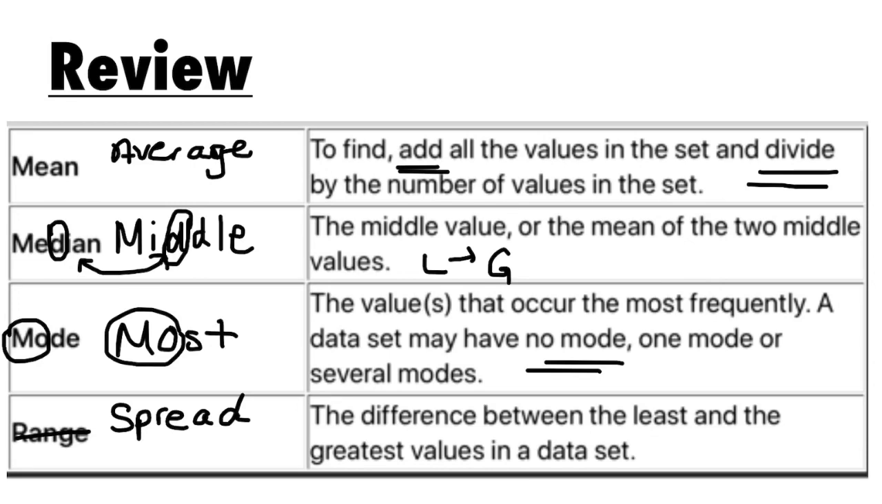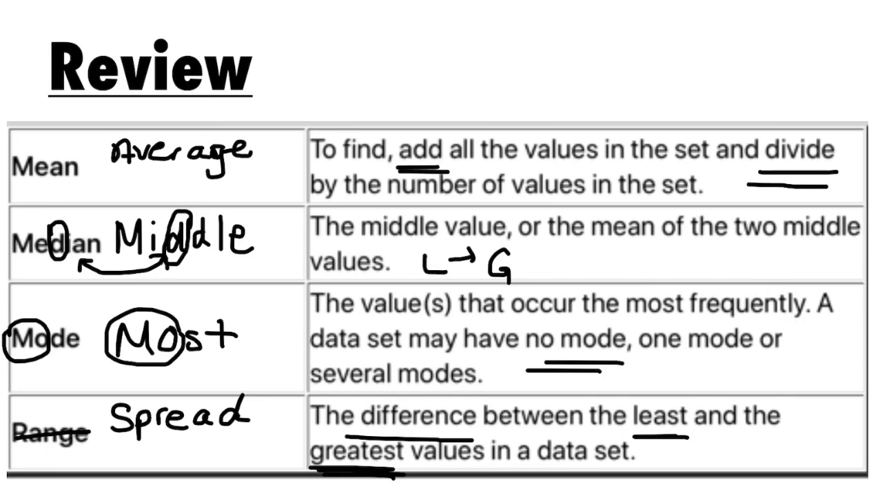But the range or the spread is the difference between the smallest value, the least value, and the greatest value. And so remember, when you're talking difference, you're talking subtraction. So you're subtracting the smallest value from the largest value.